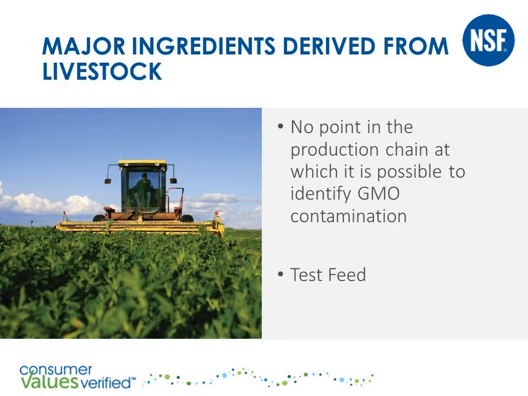So animal products are also included in the list of high-risk inputs because animal feed commonly contains high-risk inputs. So livestock products and inputs are qualitatively different from any other type of major input verified under this standard, in that there is no point in the production chain at which it's possible to identify GMO contamination using current testing methodologies. So therefore, it is a requirement for the Non-GMO Project Standard compliance to control contamination based on the testing of feed and/or seed used to grow the feed.